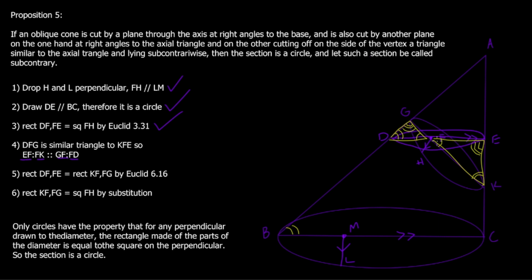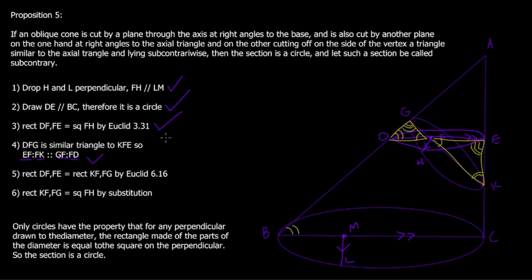So EF corresponds to FK as GF corresponds to FD. So in this, FD corresponds to FK because they're opposite of the three strike angles, and EF corresponds to GF because they're opposite the two strike angles. So I hope that's not too much busyness going on in the diagram, but we've established this now.